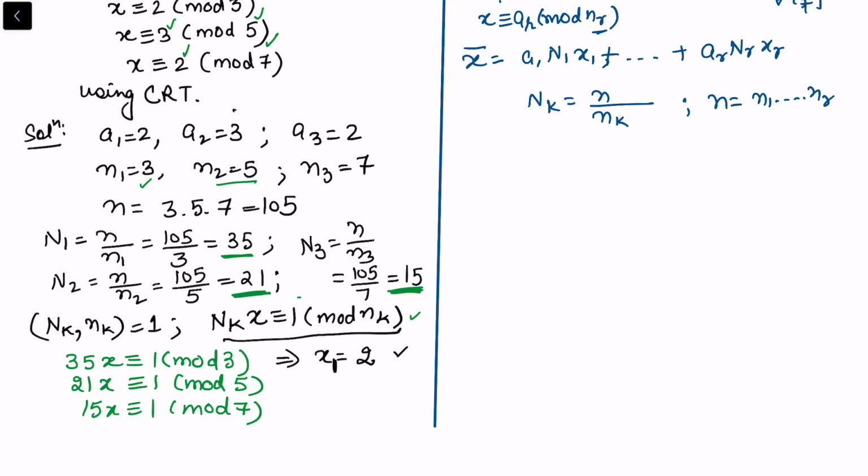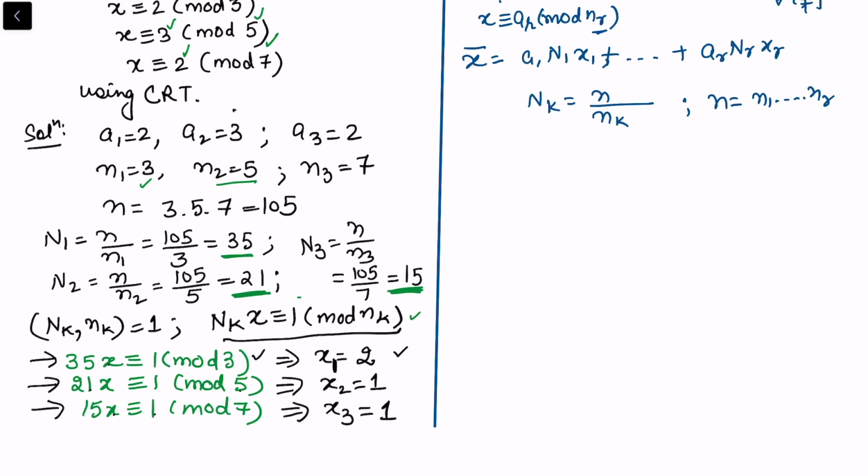If I substitute x1 equal to 1, 35 minus 1, that is 34, is not divisible by 3. If I put x equal to 2, 35 into 2 is 70, minus 1 is 69, so that is divisible by 3. In a similar process, if I take x2 equal to 1, 21 into 1 is 21, minus 1 is 20, which is divisible by 5, so this is satisfied. And similarly, 15 into 1 minus 1 is 14, so 7 divides 14, so x3 is equal to 1. So we now have x1, x2, x3 also.